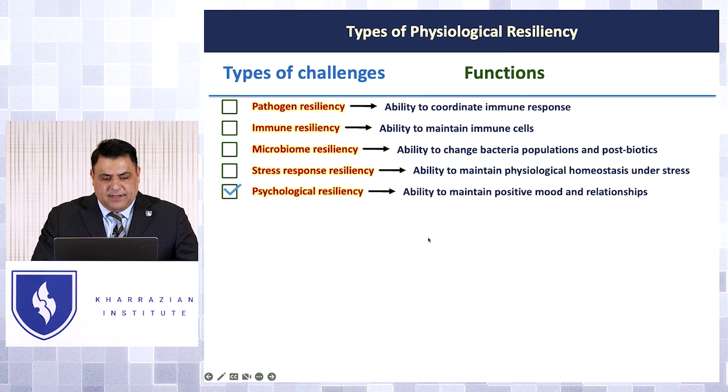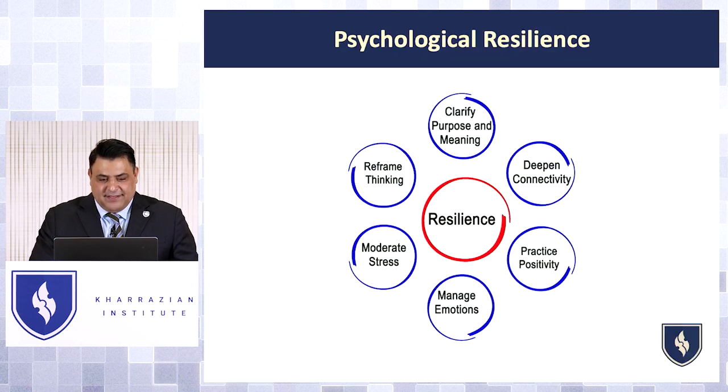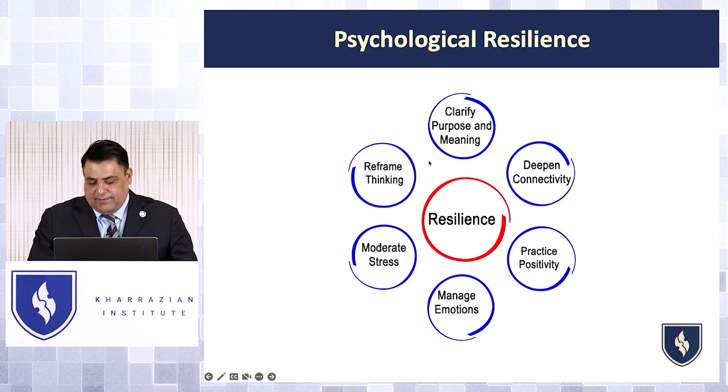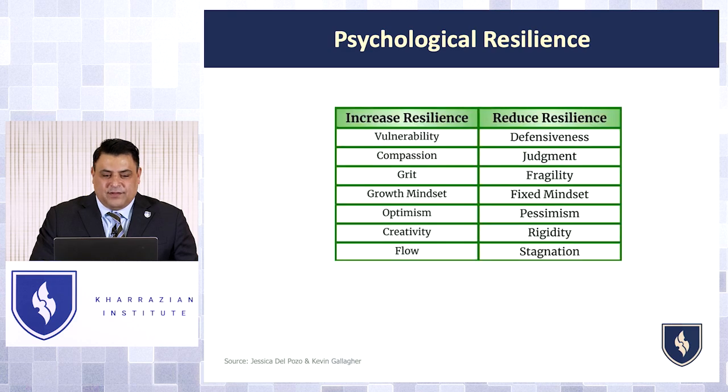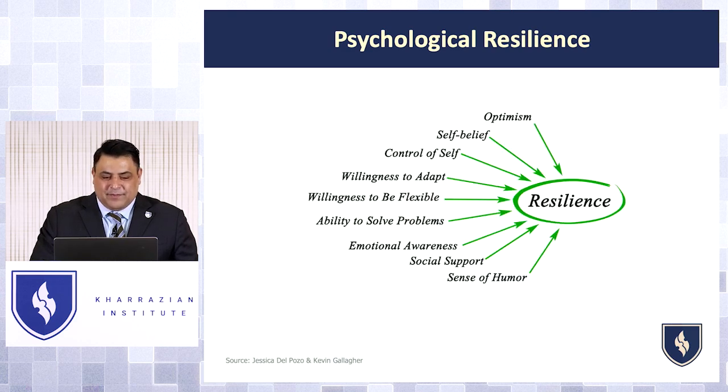And then we have psychological resiliency. And the key thing with psychological resiliency is to practice positivity, manage emotions, clarify purpose and meaning, reframe thinking. But ultimately, does everything suck all the time? And can you handle some degree of stress? If everything sucks all the time and everything is the end of the world, then you don't have good psychological resiliency. So you have to have some degree of optimism.